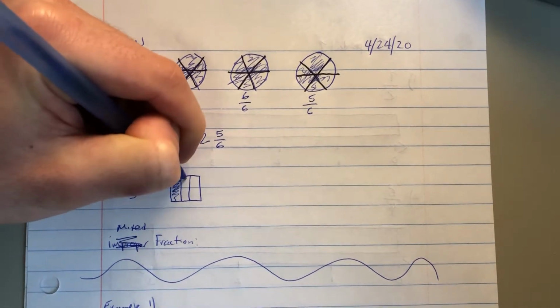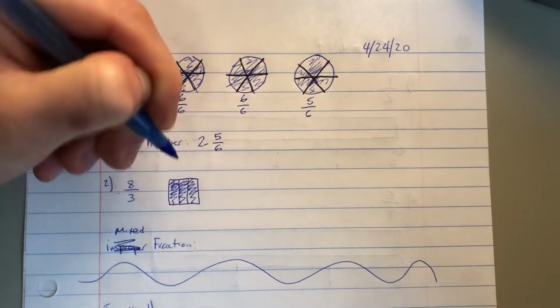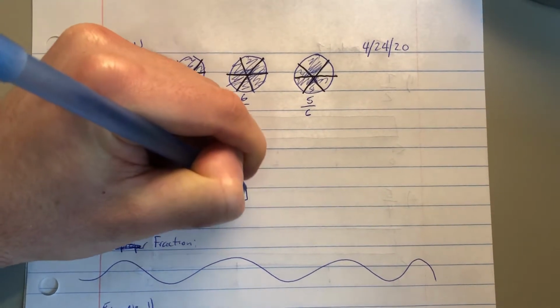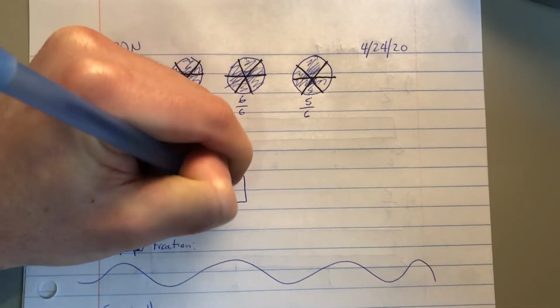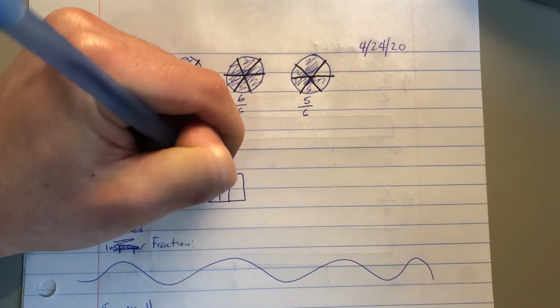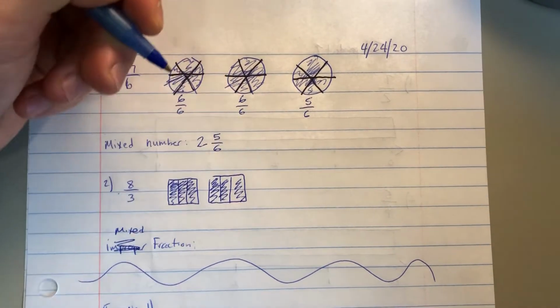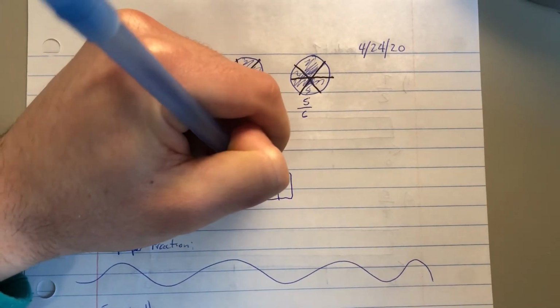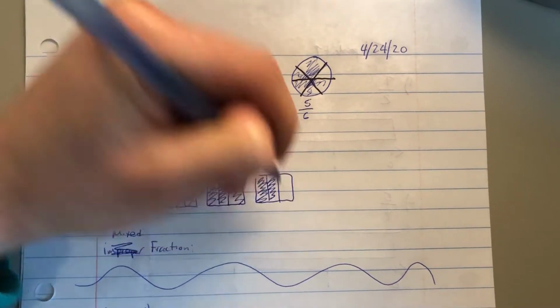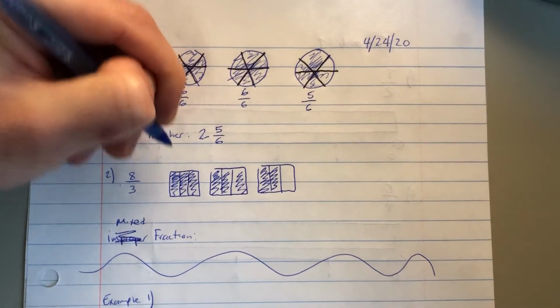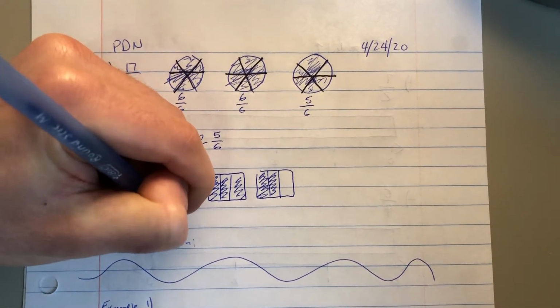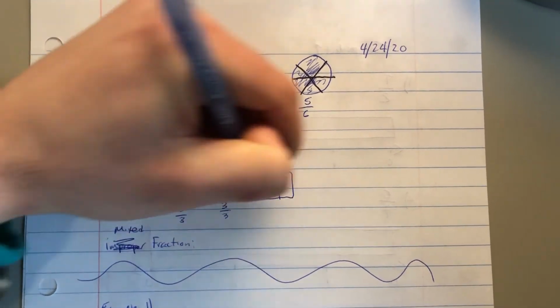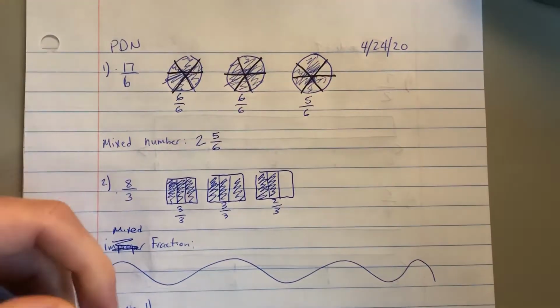1, 2, 3. Not at 8 yet, so I'm going to draw another box of 3. 4, 5, 6. Not there yet. 7, 8. Ooh, I'm there. Nice. Now I'm going to write 3/3 is this fraction, 3/3 is this fraction, and 2/3 is this fraction.